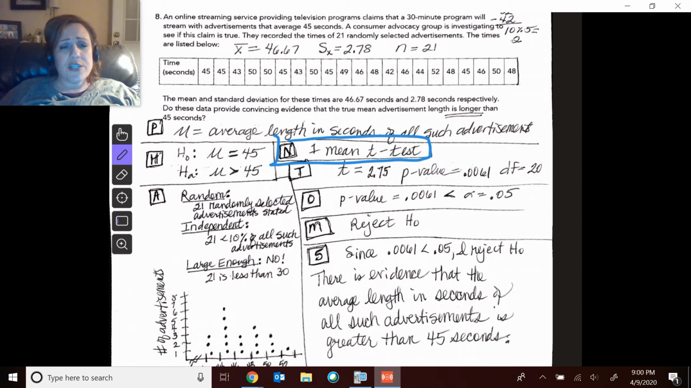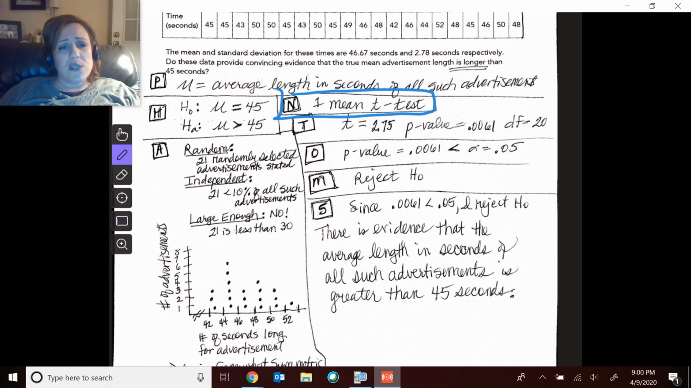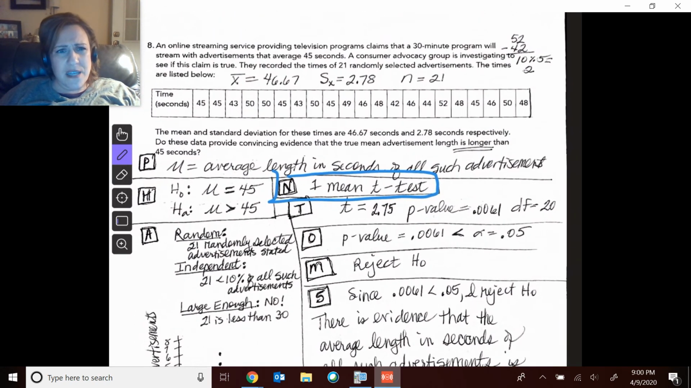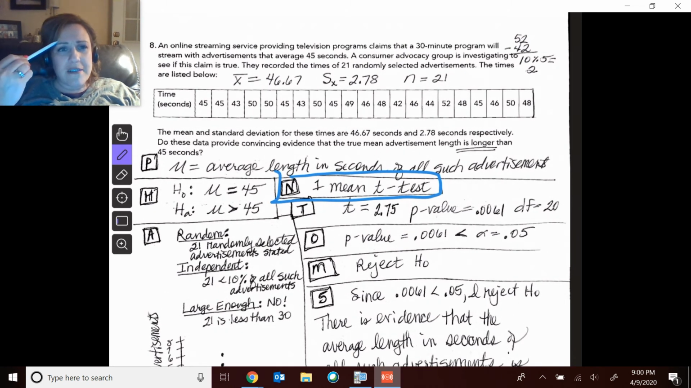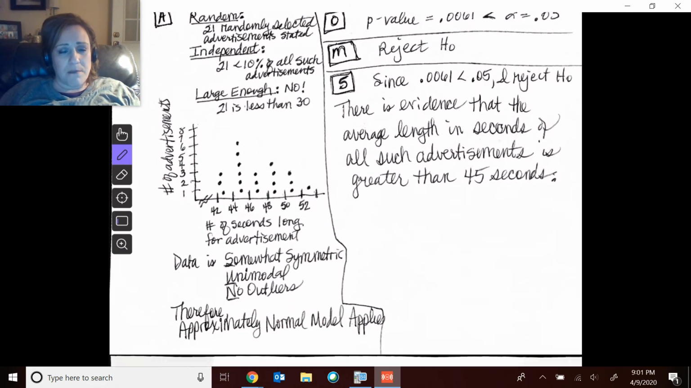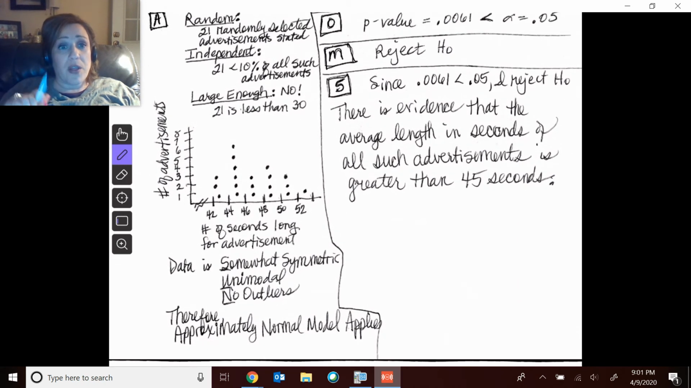And they think it's longer, so our alternative is greater than. So this was a case where we had 21 randomly selected advertisements. Did we see that they stated that the population was approximately normally distributed? You know what, I didn't check. Okay, it didn't. I forgot when I did my key to look up there and say, does it say it's approximately normal? It doesn't say it. Therefore, I had to draw myself a dot plot. Okay? 21 is less than 10% of all such advertisements.